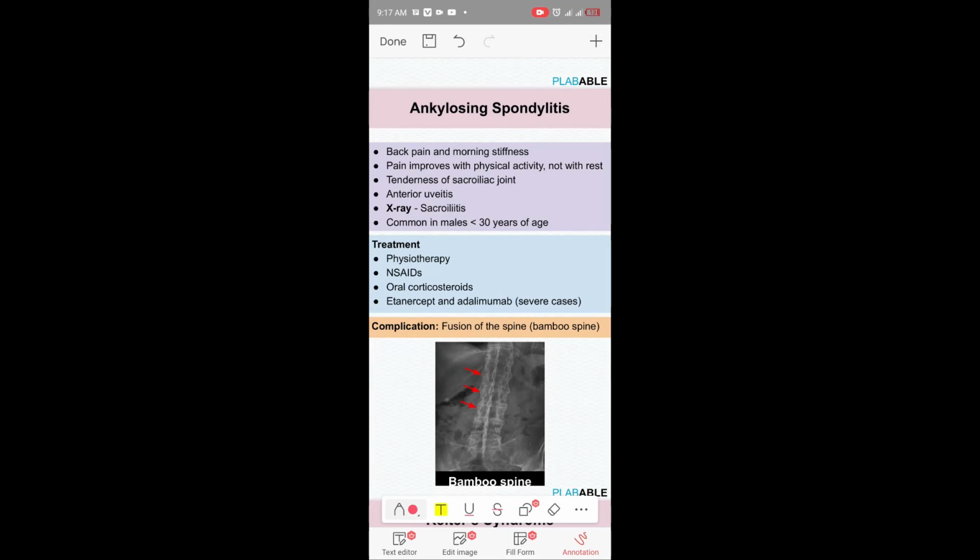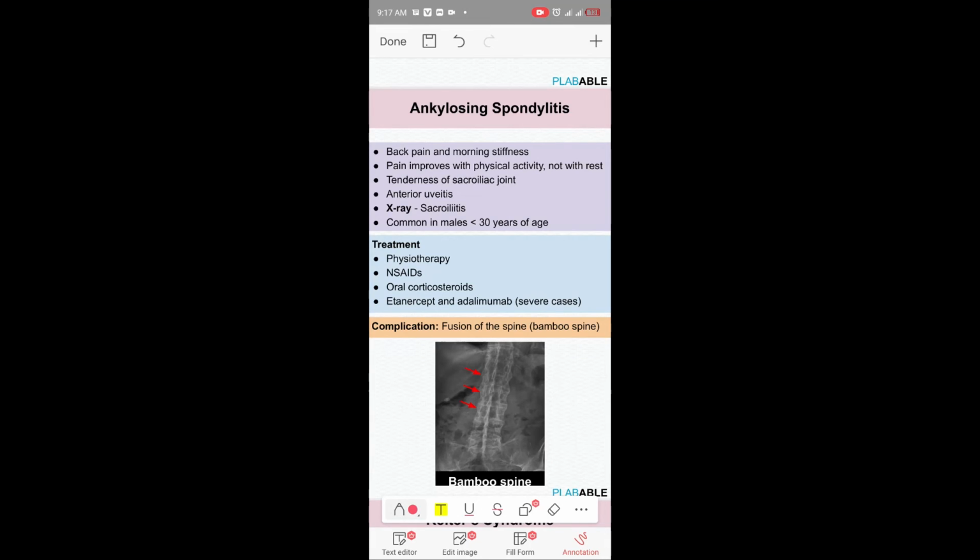These patients with ankylosing spondylitis can have some extra-articular manifestations, like all the A's you need to remember: anterior uveitis, aortic insufficiency, AV blocks. They are there in these patients. So what treatment are you going to go for?